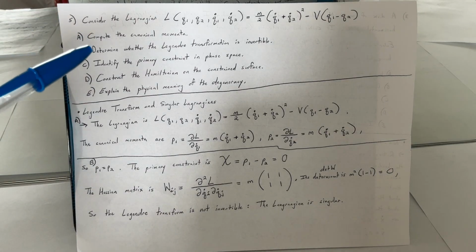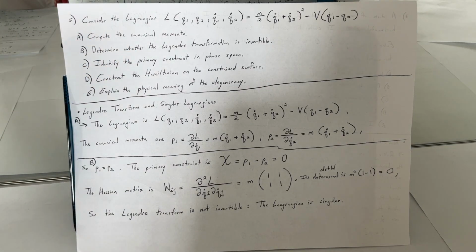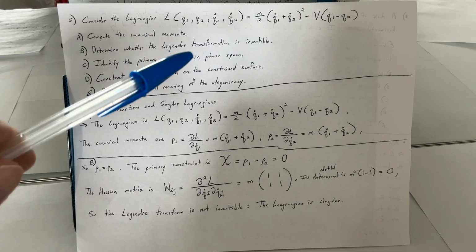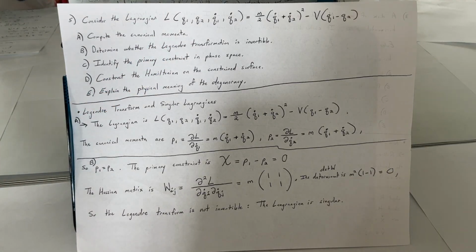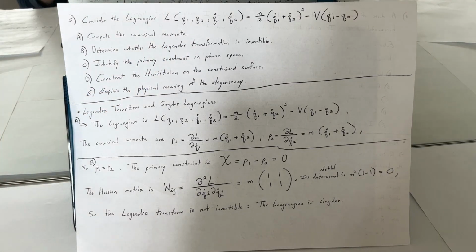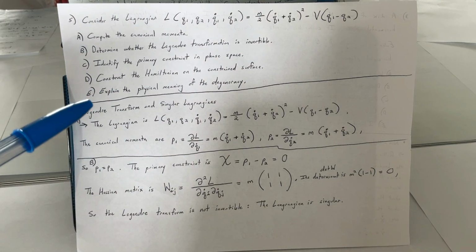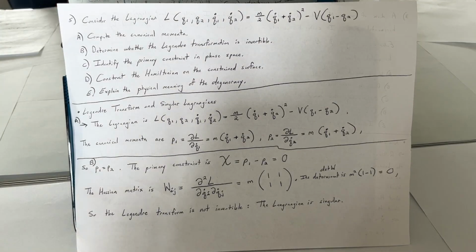So part A, compute the canonical momenta. Part B, determine whether the Legendre transformation is invertible. Part C, identify the primary constraint in phase space. Part D, construct the Hamiltonian on the constrained surface. And Part E, explain the physical meaning of the degeneracy.